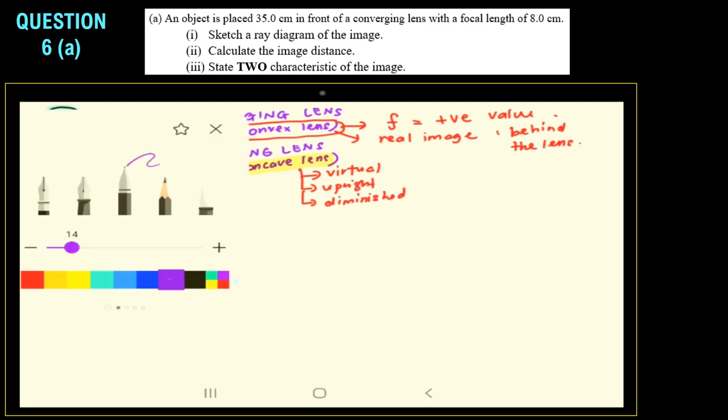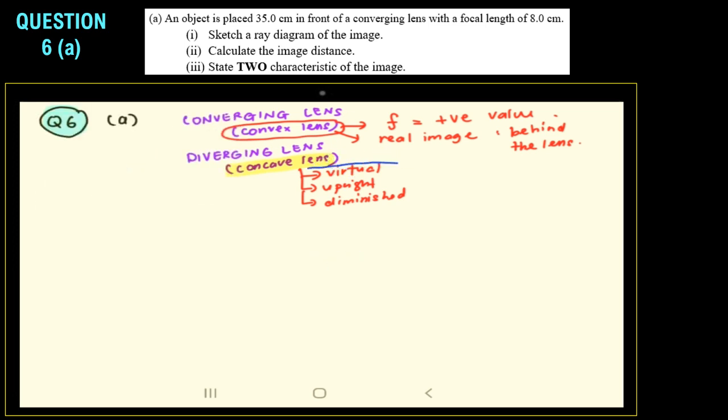Tapi kalau untuk mirror, karakteristik ini, yang tiga ini, dia adalah kepunyaan convex mirror. Bila cerita pasal convex mirror tu dah tahu dah dalam kepala. Oh, image yang terbentuk mesti virtual, upright and diminish. Kalau cerita pasal concave lens tu dah tahu dah. Image yang terbentuk adalah virtual, upright and diminish.